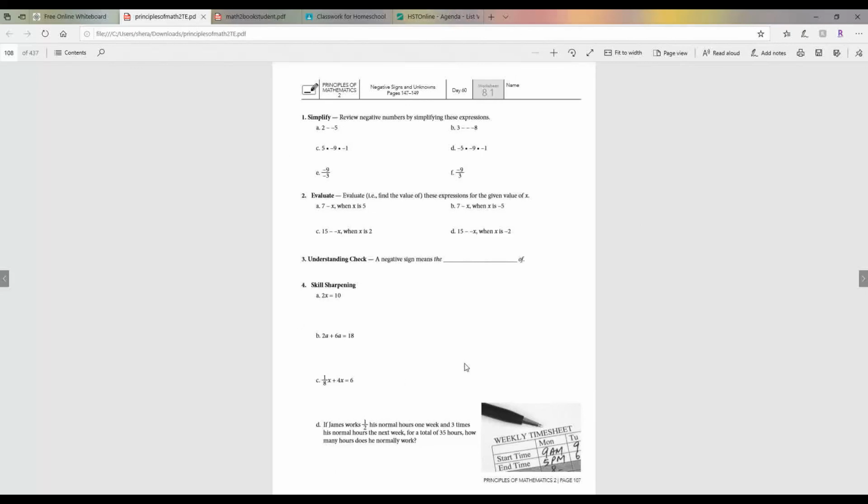Now again, if you have any trouble with this, let me know, because I do not want to go forward till you understand this, okay? Just let me know. Otherwise, go ahead and do your assignment for the day.